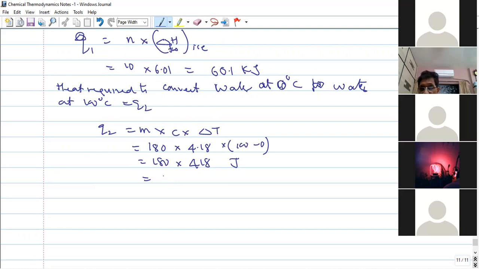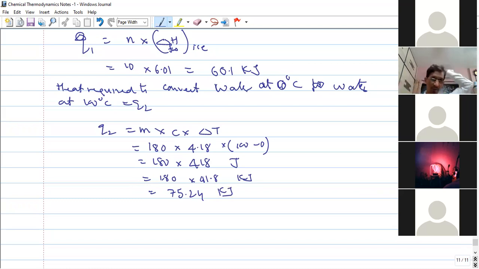दोनों को multiply करो and then divide करो 1000. 1.80 into 41.8 kilojoules. मैं इधर 2 पॉइंट कम किया, उधर 1 पॉइंट को कम किया। 1.80 multiplied by 41.8, 75.24 kilojoules.